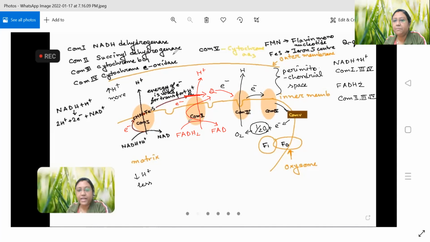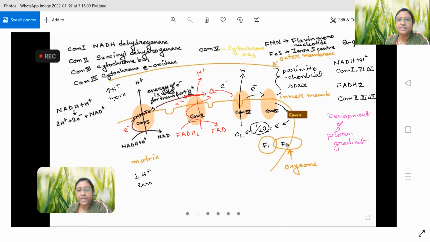So there will be development of a proton gradient. What do we mean by gradient? Rutu, can I know what is gradient? Ayushi? Difference. Difference. Difference. So outside the charge, that is positive charge, will be more. Outside where? Perimitochondrial space. And inside, in the matrix, the proton number will be low, so it will be less positively charged.